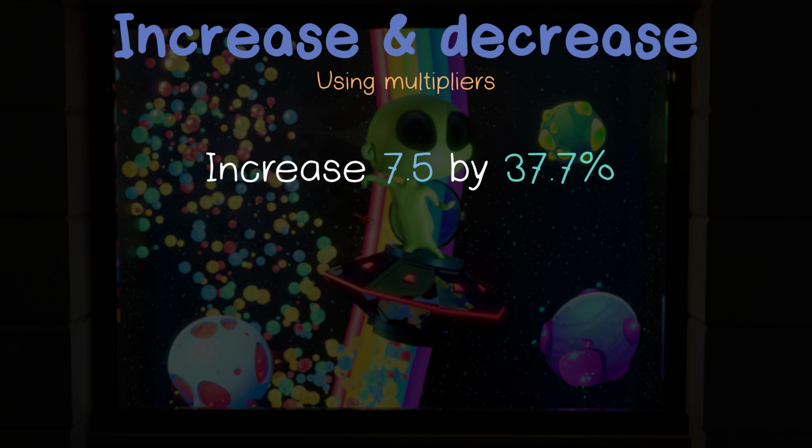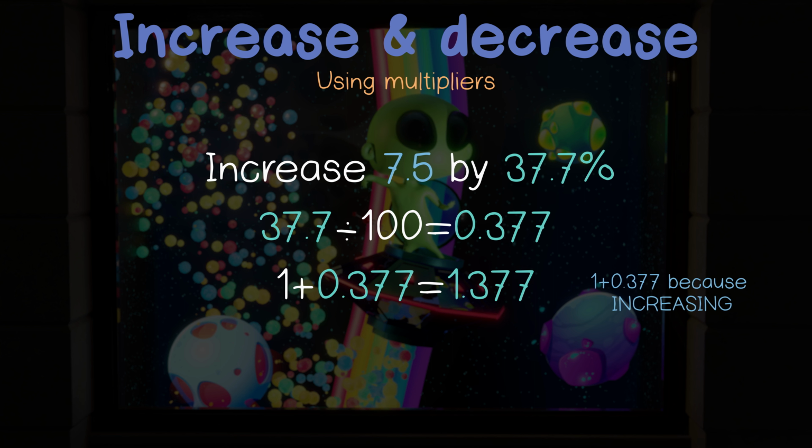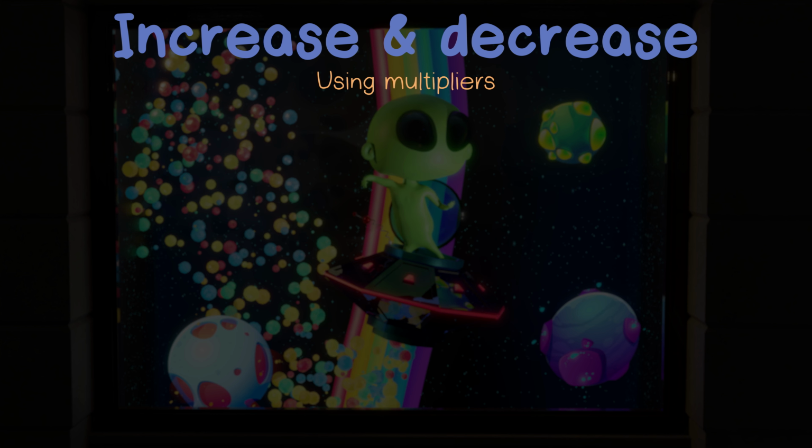Increase 7.5 by 37.7%. Instantly, we should notice increase. So we know, just like before, we're going to add whatever our percentage is as a decimal to 1, so we can find our final multiplier. So 37.7 divided by 100, 0.377, and 1 plus 0.377 is 1.377, and we multiply our original value of 7.5 by this, and we have our answer, 10.3 recurring.